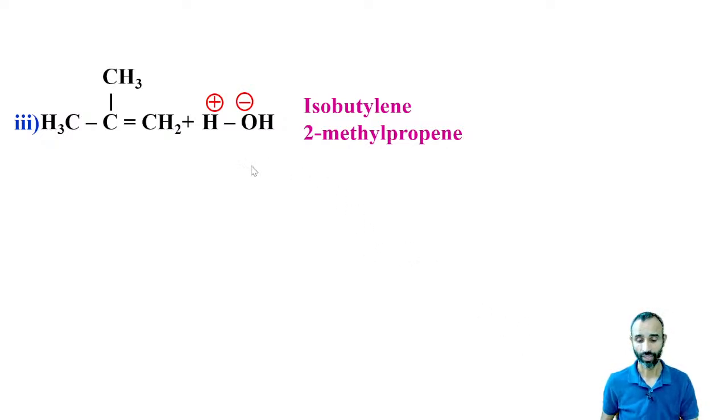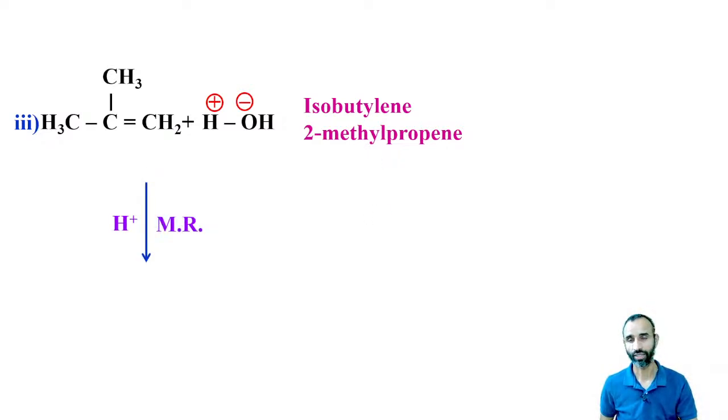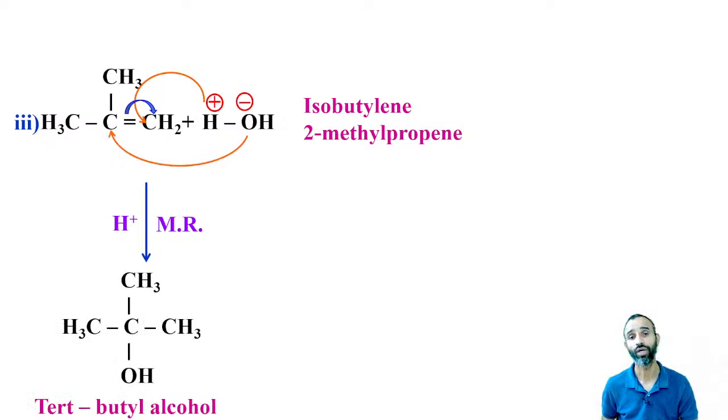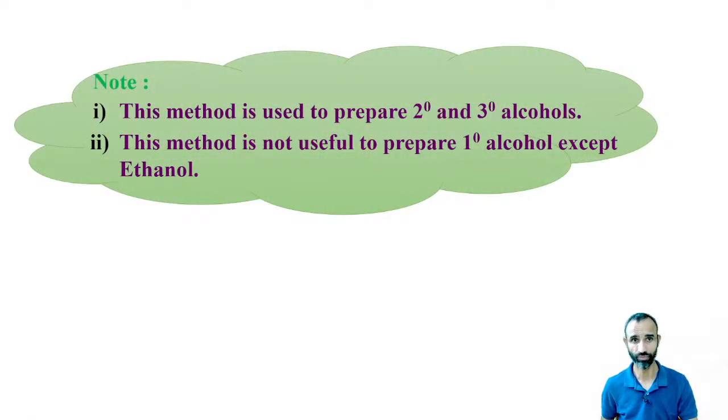Okay, so isobutylene, obviously, in the presence of acid, is an acid catalyzed hydration of alkene. So obviously we apply Markovnikov's rule. So there is formation of tertiary butyl alcohol, or we can say 2-methylpropan-2-ol. So tertiary alcohol is formed. So this method is used to prepare secondary and tertiary alcohols.